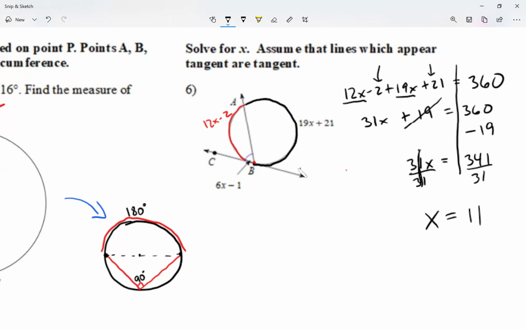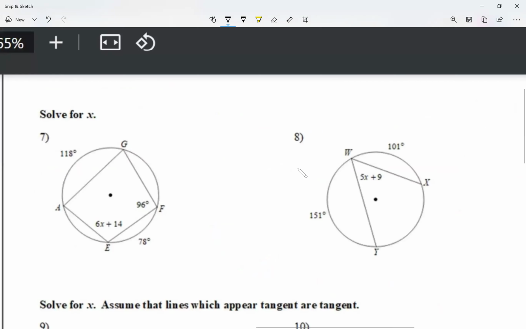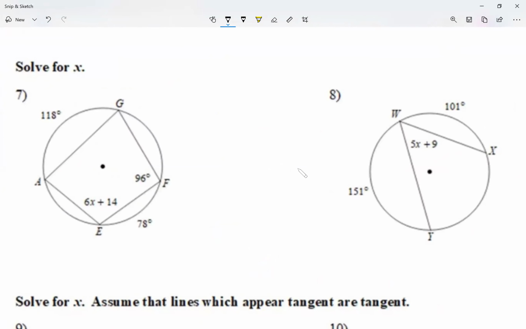Now let's make it a little more interesting. We learned that when the vertex, the corner of the angle, is on the circumference of the circle, we just do the angle times 2. So let's take a look at question 7 and 8 on our notes. Let's flip the page. I'm solving for x here. Here, I know that this arc in black is 192 because it was made by the angle 96.